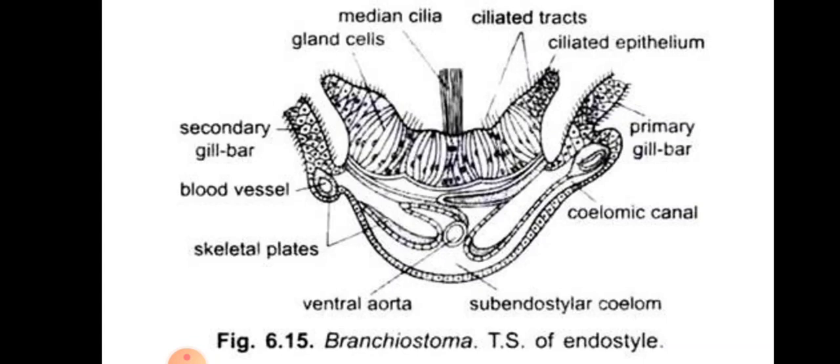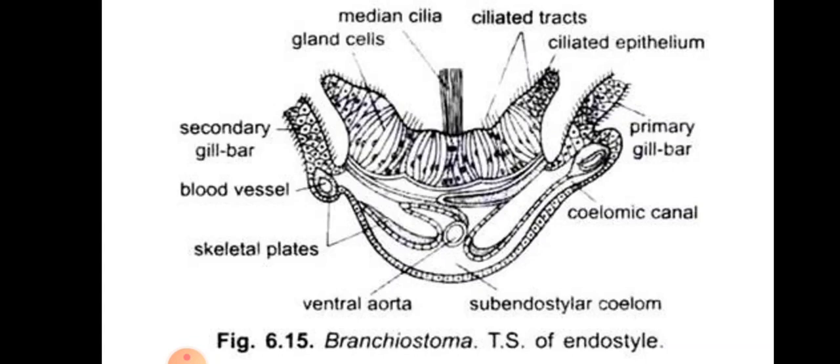The cilia of the median tract are the largest. So if you look at this picture, this shows the TS of an endostyle. You can see that there are gland cells alternating with the ciliated tracts. You have clusters of gland cells and the ciliated tract. So if you observe all the ciliated tracts, the median one, that is towards the center, is slightly longer. I mean, it is much longer when compared to the other ciliated tracts.